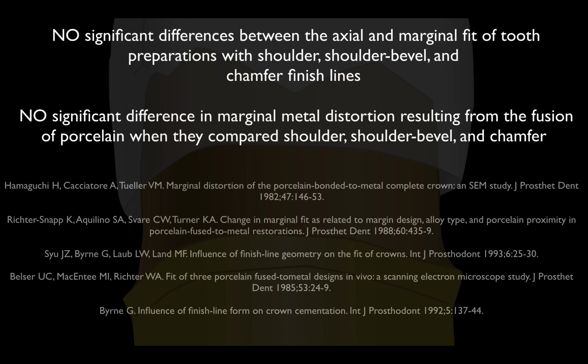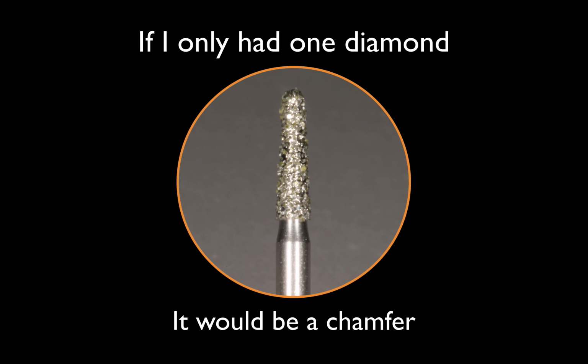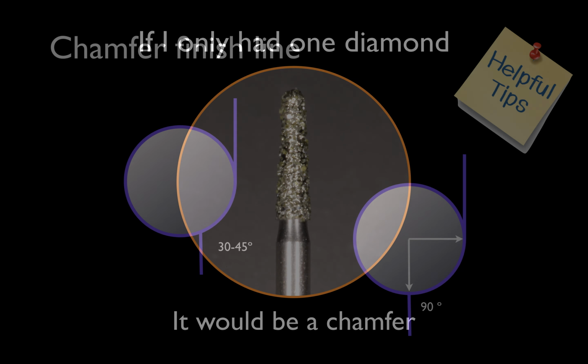And when using metal ceramic, there's no significant difference in metal distortion at the margin utilizing a shoulder bevel or chamfer. So from that, we should take away these destructive preparations that utilize shoulders and only focus on the chamfer. In fact, I think I can safely say if I only had one diamond, it would be a chamfer. And this happens to be a picture of my favorite diamond.